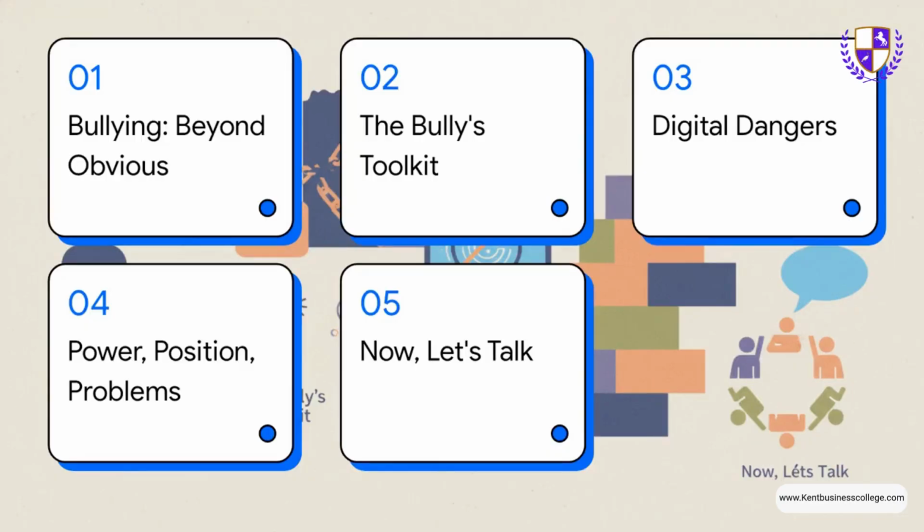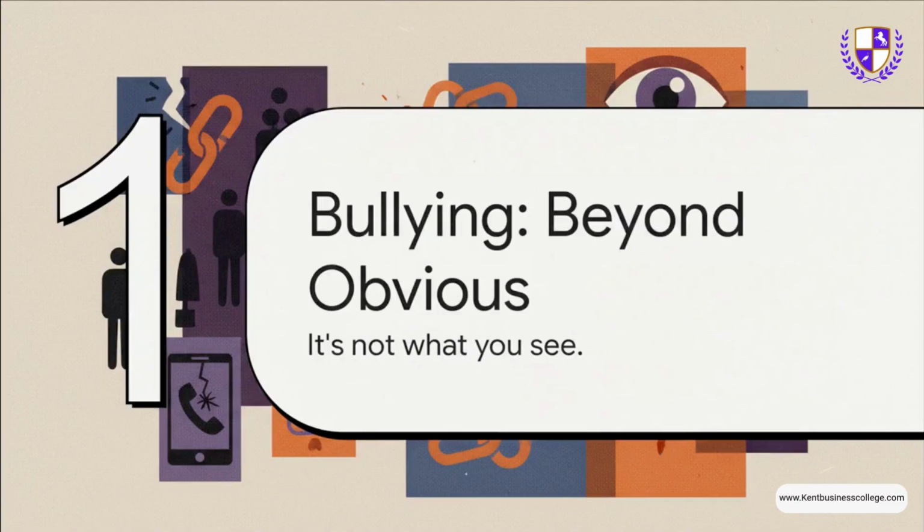So here's our game plan for today. First, we're going to look beyond the obvious to really get what modern bullying is all about. Then we'll open up the bully's toolkit and look at the specific tactics. After that, we'll dive into digital dangers and then explore how power and position can make things so much worse. And finally, we're going to wrap it all up and talk it out. So, part 1, bullying beyond the obvious.